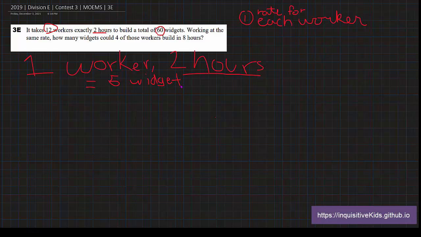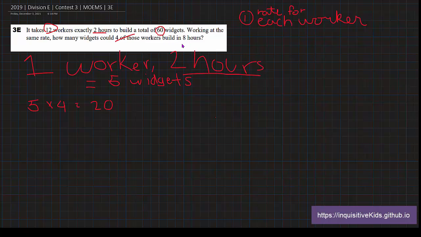Now, this just made the problem a whole lot simpler. Now we're asking how many widgets could 4 of those workers build in 8 hours. Okay, so first there's 4 workers, so we have to times 5 by 4. 4 times 5 equals 20. So we can cross that out because we already used that.